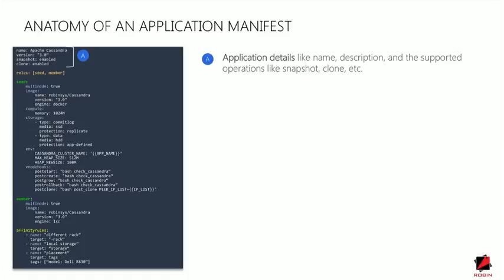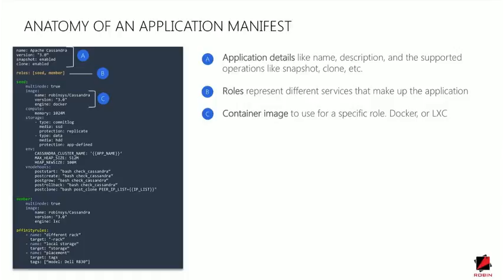It looks like this. You have to give it a name, a description, and whether you want to support operations like snapshot and clone, then where you have different roles. This manifest is specifically for Cassandra. When we set up Cassandra, we have different roles like seed and member, and then we say whether you want to use a Docker image or an LXC, because both are containers, and it depends on the customer's choice.